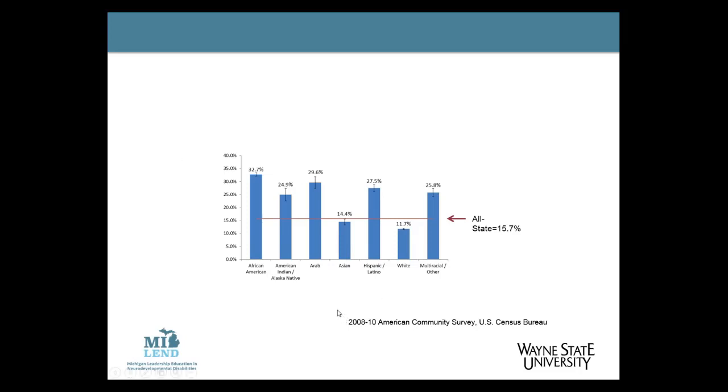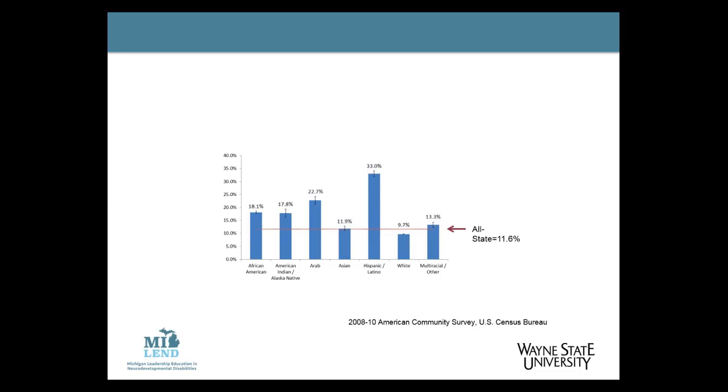So for example, if we were to look at the percent of the population living below the federal poverty level, across the state it would be 15% living below that federal poverty level. However, if we stratify it by race and ethnicity, we see that 32.7% of African Americans are living below the federal poverty level compared to 11% of whites. We also see higher levels, 29% of Arab Americans and 24% of American Indian Alaskan Natives. So you get very interesting results when you break down aggregate data into groups by race, ethnicity, and other social categories.